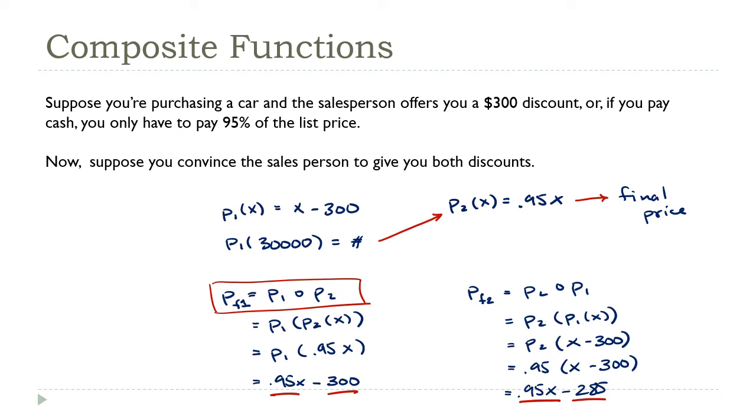And I always remind them, perspective matters. If you're doing this as the customer, as the buyer, yes, PF1 is better. However, if you're the salesperson, then you want to come across as the good guy. You're giving them both discounts, but you still want to maximize your profit. You still want to maximize the price. So from the salesperson's perspective, PF2 would be the better option.